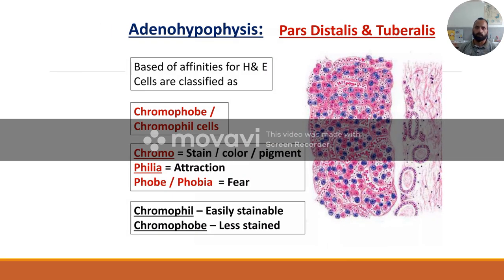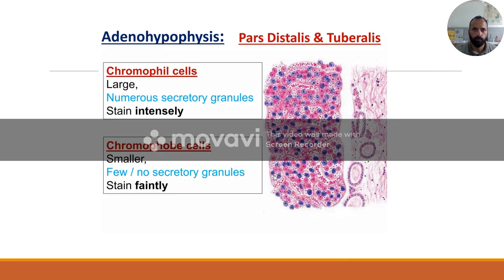Now if you stain the tissue with different types of stains, based on the affinities of H and E, the cells of this pars distalis or pars tuberalis are divided into chromophobes and chromophils. Chromo means stain, philia means attraction, and phobia means fear. That means the majority of the cells have an attraction towards the stain and get darkly stained; those you call chromophils. Some of the cells get lightly stained; those you call chromophobes. You see here in the arrow, these cells are lightly stained, so you call them chromophobes. Now these bluish and pinkish cells you call chromophils.